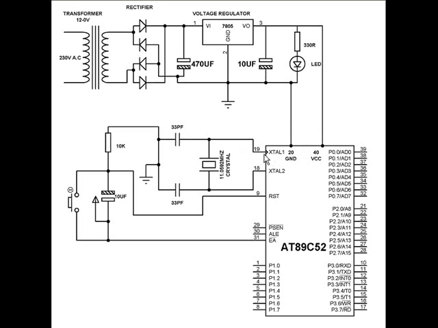There is a crystal which is connected at pin number 19 and 18, and there are two 33 pF capacitors which are connected to ground. For the reset pin, it is necessary that we use a capacitor, an electrolytic capacitor, whose positive terminal is connected to positive, and the negative terminal goes to the reset pin, and from there a resistor goes to the ground.